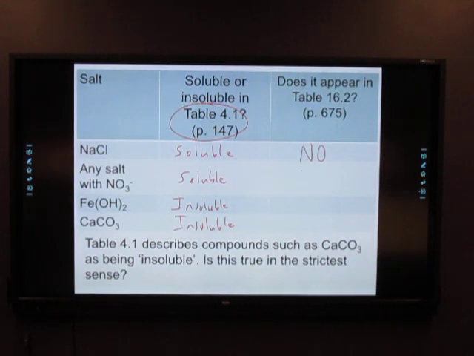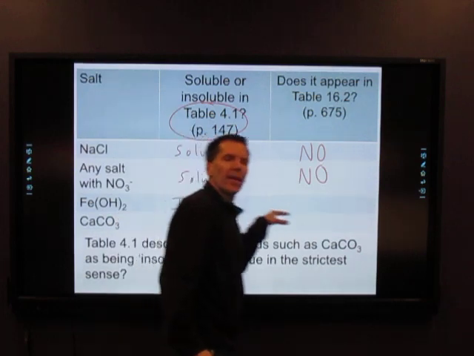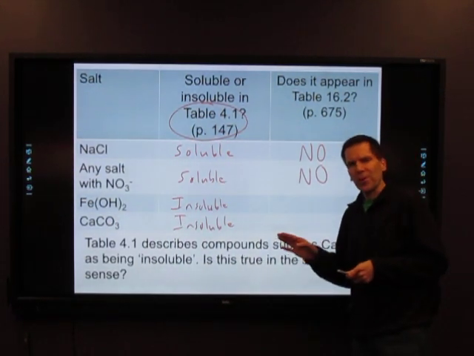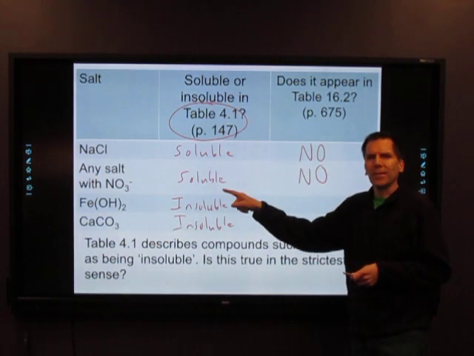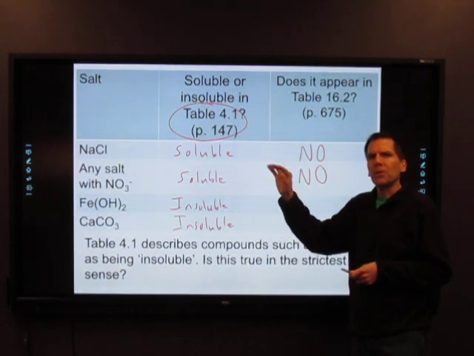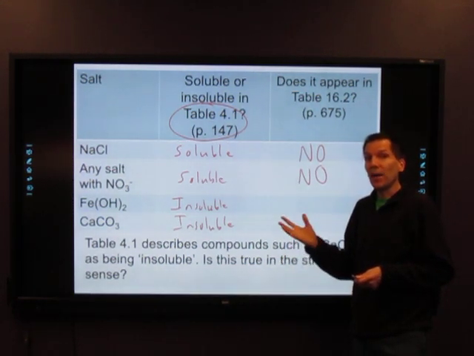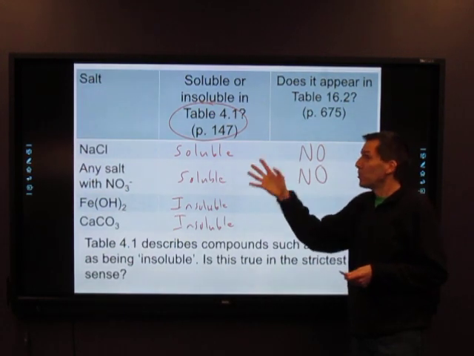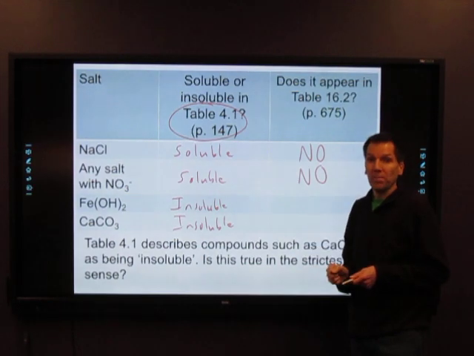These compounds, like NaCl or sodium nitrate, will actually not appear this chapter at all. I would compare these to strong acids. They dissolve completely, and so their Ksp values will be very large. And so you won't see them this chapter. We won't really deal with them because they're water soluble.